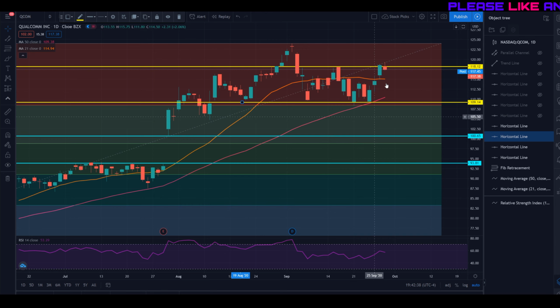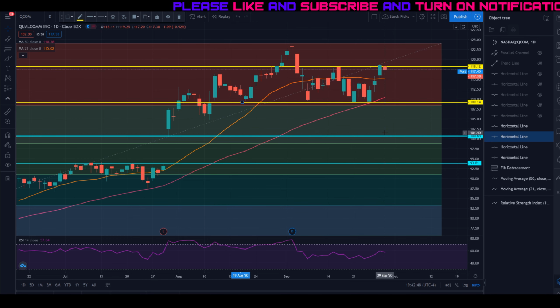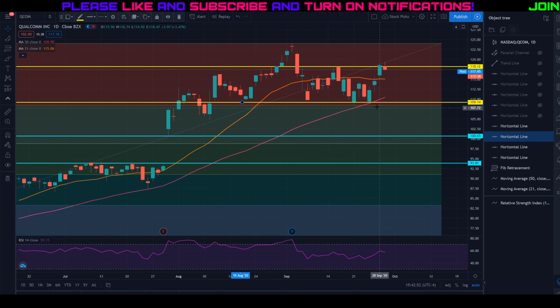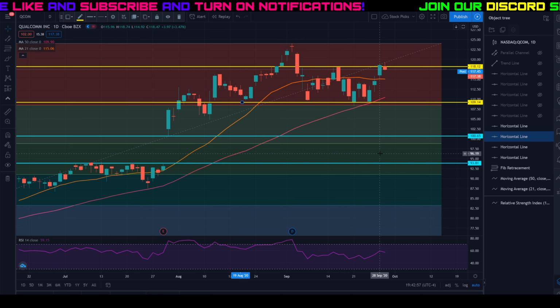My fear would be if Qualcomm broke below 109, there's nothing stopping it from going all the way down to 94. So if you were going to sell cash secured puts in this area and Qualcomm decides to sell off, I strongly think that you're going to get assigned shares. And it's just a question of how bad are you going to be in the money.